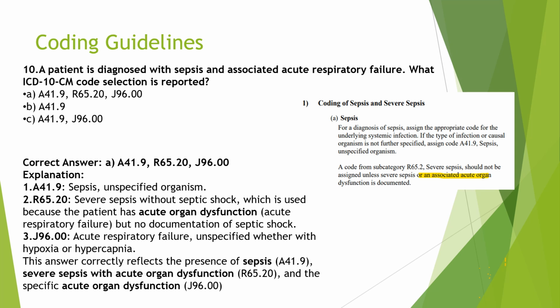But when you actually refer to the ICD-10 coding guidelines, they say the code from subcategory R65.2, which is severe sepsis, should not be assigned unless severe sepsis or an associated acute organ dysfunction is documented. So either severe sepsis should be documented or an associated acute organ dysfunction is documented. In our question, the organ dysfunction is documented, so we have to code for severe sepsis also. The correct coding will be sepsis, severe sepsis, followed by the organ dysfunction, which is acute respiratory failure. So option A is correct.